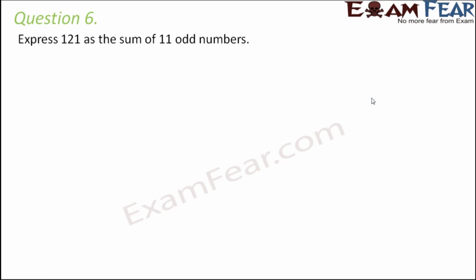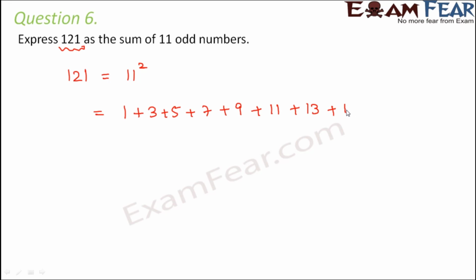Question number 6. Express 121 as the sum of 11 odd numbers. So when you look at 121, 121 is nothing but 11 square. So 11 here is n. So n square means the sum of first 11 odd numbers. So which would be the first 11 odd numbers? Let's start from 1. 1, 3, 5, 7, 9, 11, 13, 15, 17, 19, 21. So these are the first 11 odd numbers. So 121 can be expressed as the sum of the first 11 odd numbers.